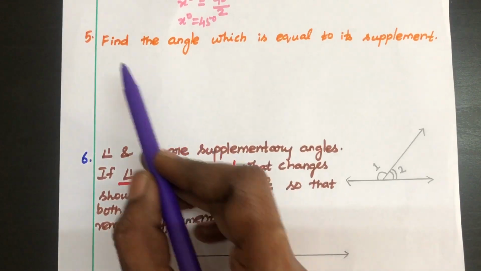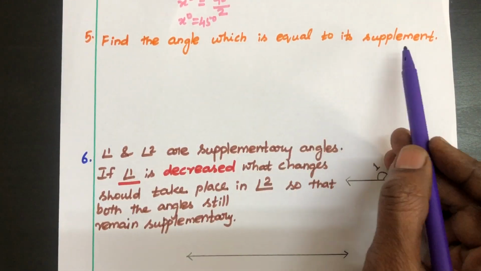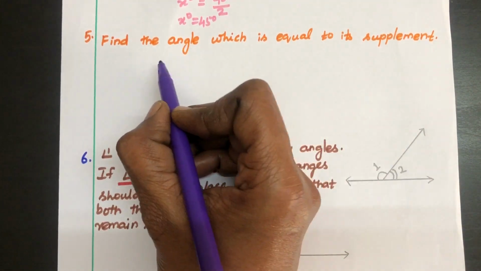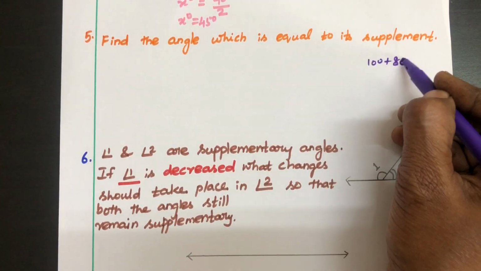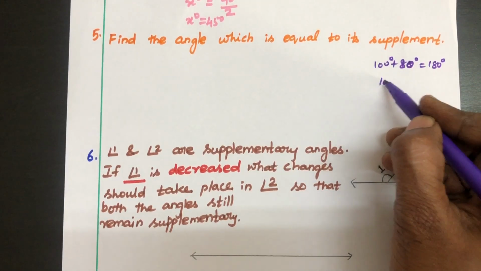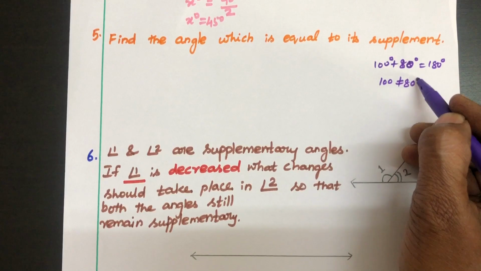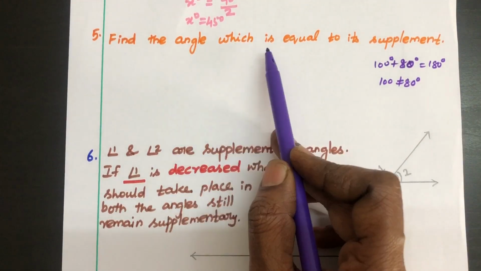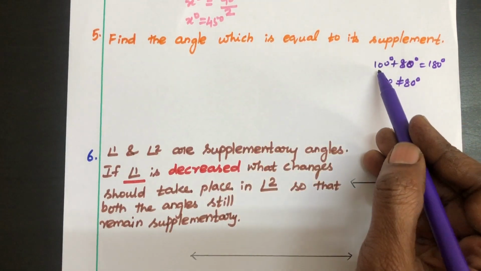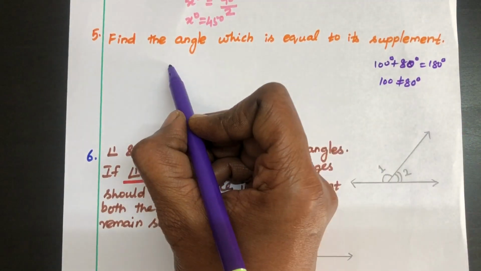In the same way, find the angle which is equal to its supplement. Supplement means two angles will give you 180 degree. 100 plus 80 degree equal to 180 degree, right? But 100 is not equal to 80 degree. The angle should be equal to its supplement, so both must be equal, right? So we don't know that.